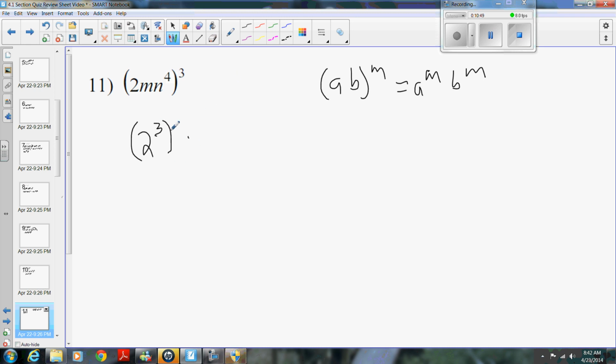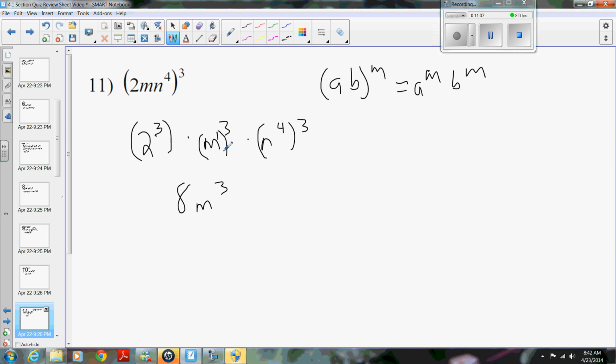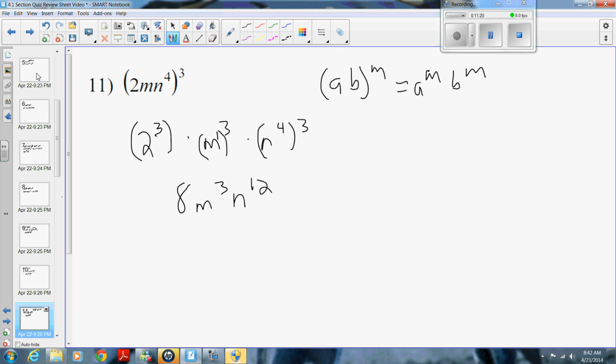That's how this works. That's why I'm raising 2m and also n to the fourth individually to the third power. 2 cubed is 8. m to the third stays how it is. And note, because I know this is m to the first, I'm just sticking that 3 there because I know the result is going to be m cubed. n to the 12th power. Right. Yes, good. Okay, next one.